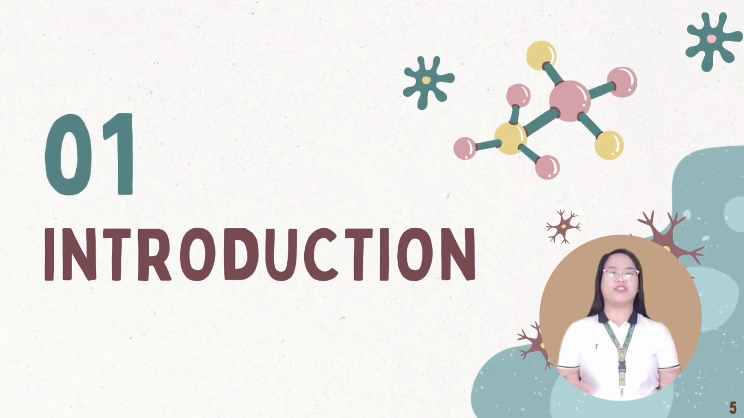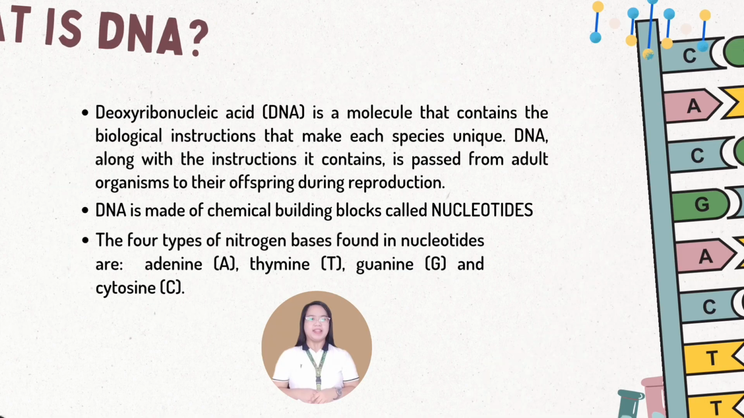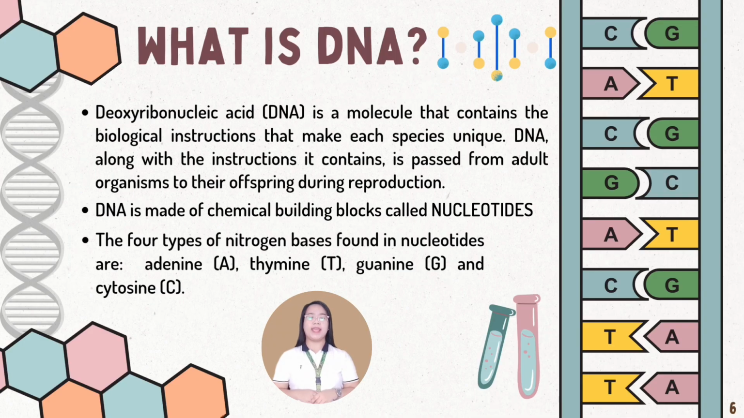For the introduction, let's first ask the question: what is DNA? Deoxyribonucleic acid, or DNA, is a molecule that contains biological instructions that make each species unique. DNA, along with the instructions it contains, is passed from adult organisms to their offspring during reproduction. DNA is a two-stranded molecule that appears twisted, giving it a unique shape referred to as the double helix. It is a long molecule that contains our unique genetic code. Like a recipe in a book, it holds the instructions for making all the proteins in our bodies.